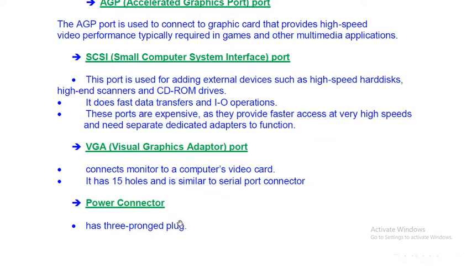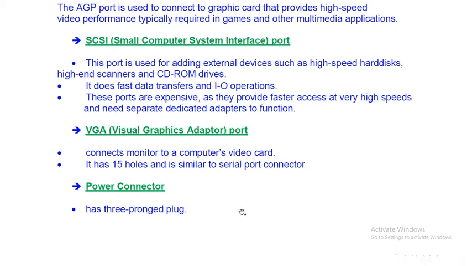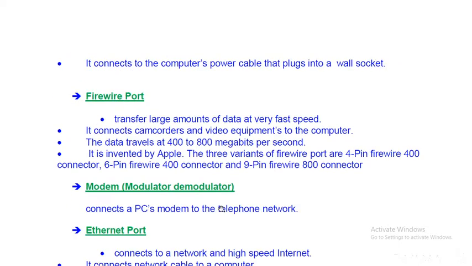So finally, power connector. It has a 3 pronged plug. If you look at the back side of the CPU box or any other computer peripherals, you can see 3 pronged plugs are there. With this 3 pronged plug we are connecting power. Okay, so this is the power connector.